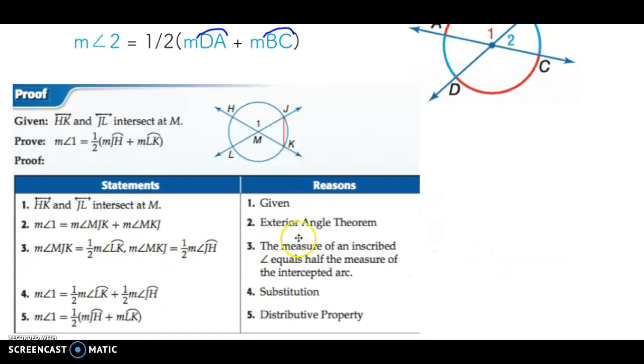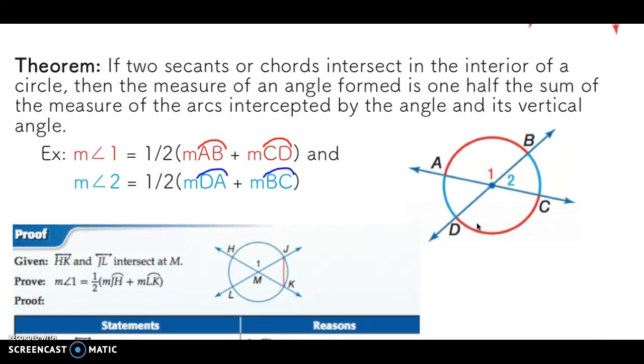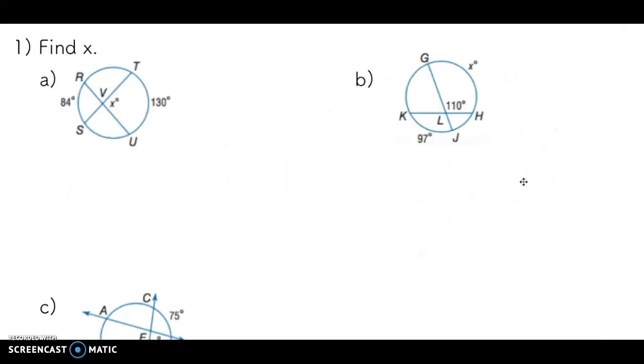Okay, here's the proof for this. If you want to look through this later, you can, but there it is. The theorem you do need to know here is that if two chords intersect in the interior of a circle, then the measure of the angle is half the sum of the measures of the arcs on each side, and same thing here.